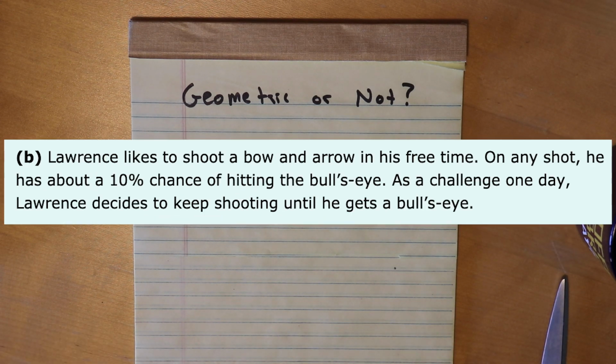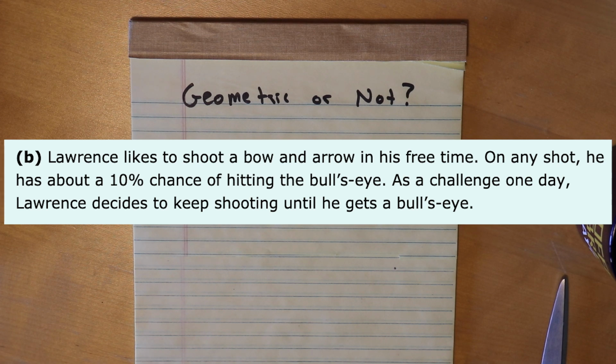Here's the second one. Lawrence likes to shoot a bow and arrow in his free time. On any shot, he has about a 10% chance of hitting the bullseye. As a challenge one day, Lawrence decides to keep shooting until he gets a bullseye. Geometric or not?